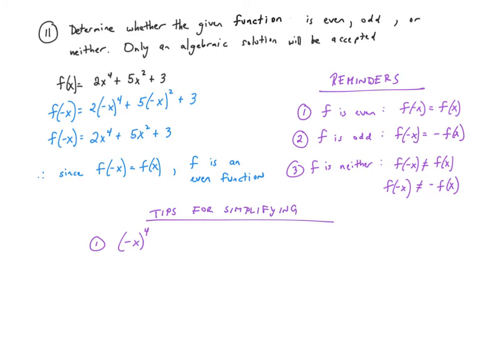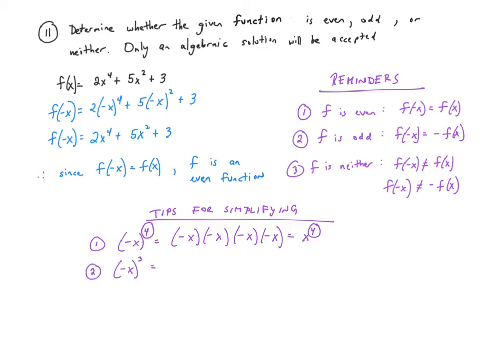Here are some tips for simplifying. Number 1, the quantity negative x to the fourth is equal to negative x times negative x times negative x times negative x. By multiplying, we see that we get positive x to the fourth. This type of thing will happen when our exponent is even.